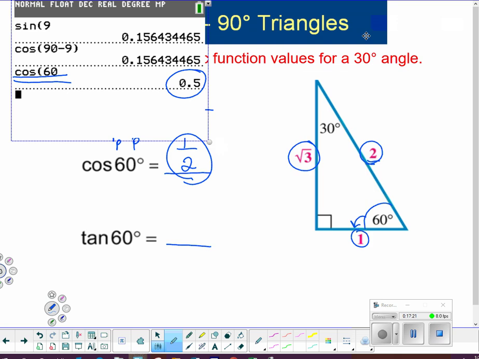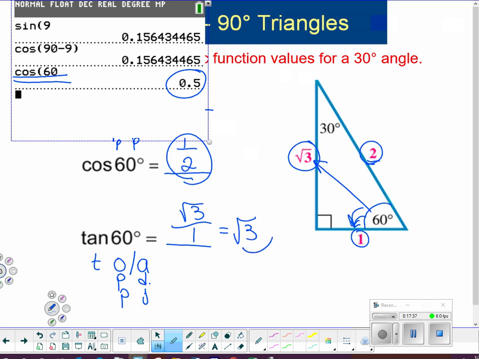Tangent of 60 degrees, well, tangent is TOA. It compares opposite and adjacent. So opposite would be our root 3. Adjacent is a 1. So I guess this simplifies down to just root 3. And you could check on the calculator to see if we get the decimal value of root 3. We would.